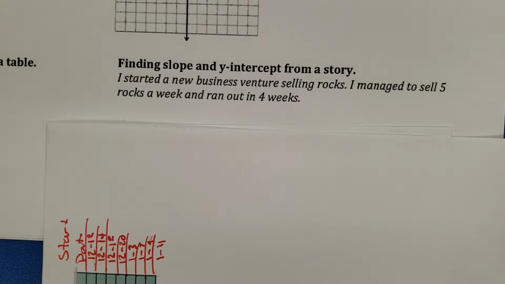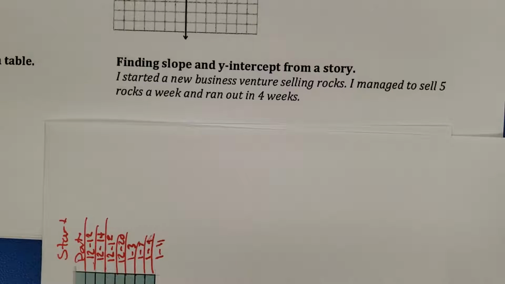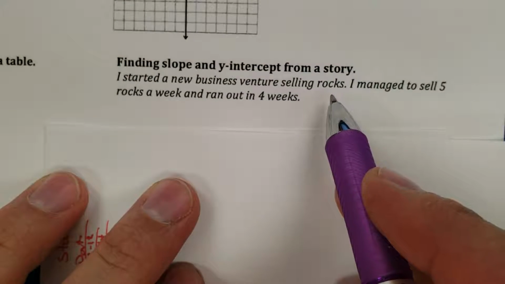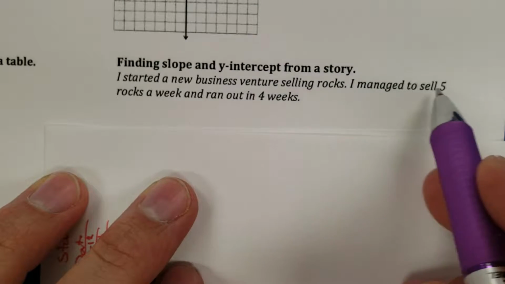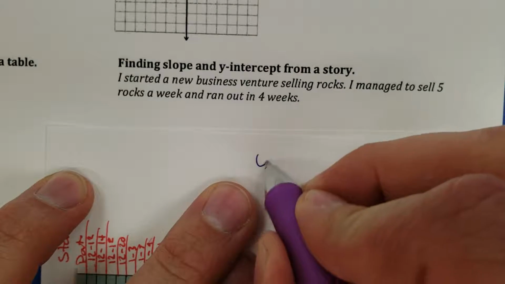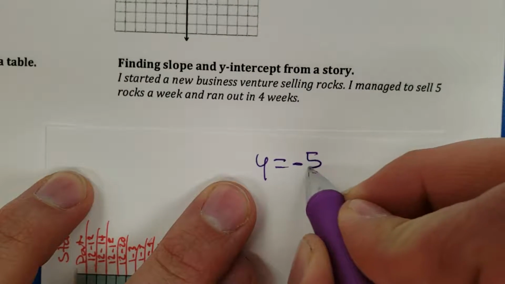What am I trying to find? How much money I made? Oh, no. How many rocks I started with? Okay, so I'm trying to sell rocks here, so I probably need to figure out how many rocks I started with. And I sell 5 rocks a week. Oh, there's my slope right there. So I know y is going to be negative 5x.